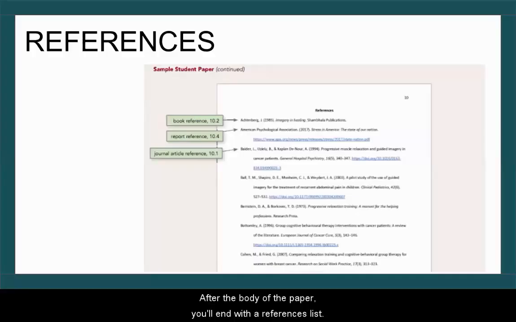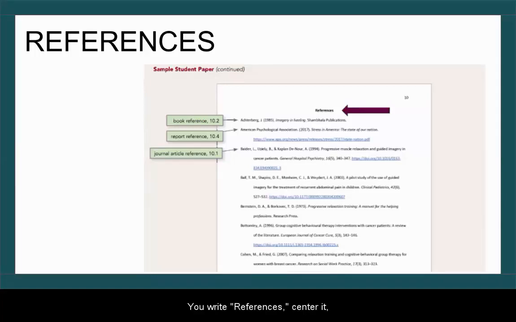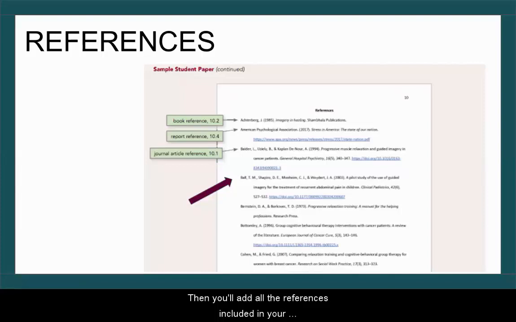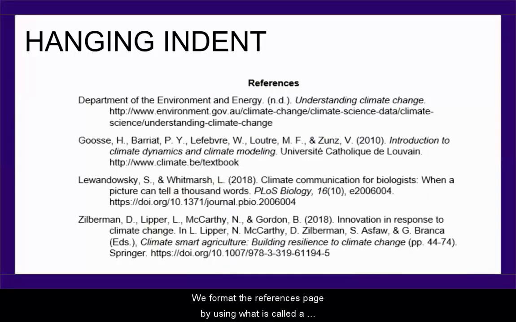After the body of the paper, you'll end with a references list. You write references, center it, and the text is bolded. Then you'll add all the references included in your paper, making sure to do it in an alphabetical order. It should represent all of your in-text citations, so if it's mentioned in your paper, it needs to appear on the references page. We format the references page by using what is called a hanging indent.